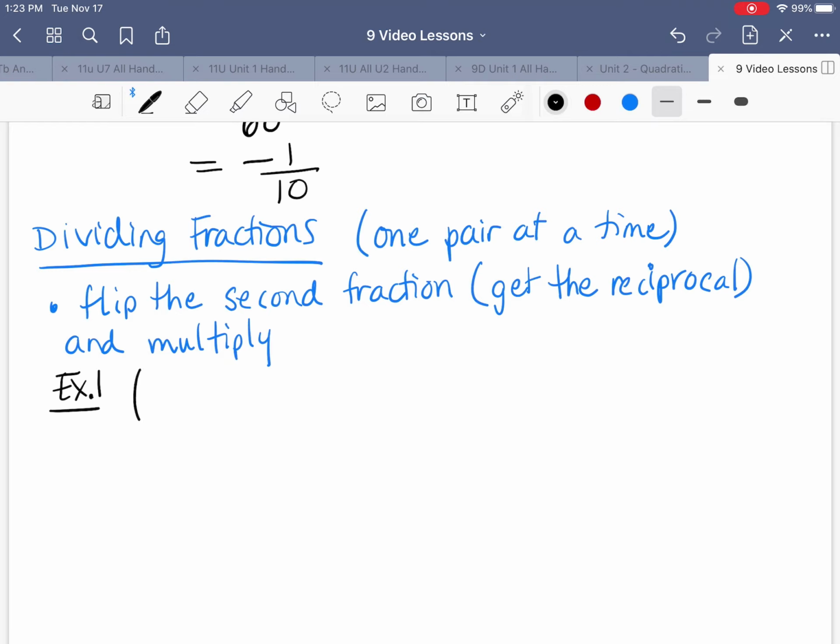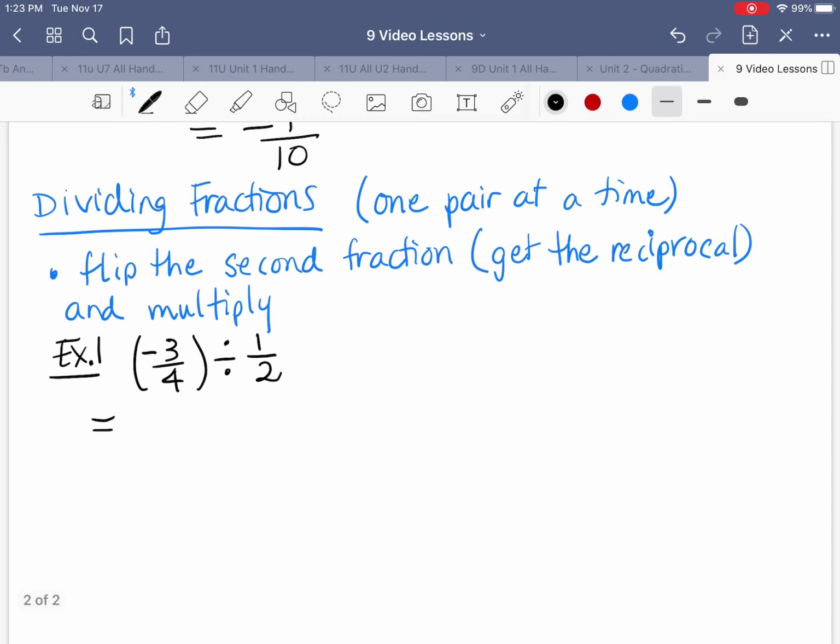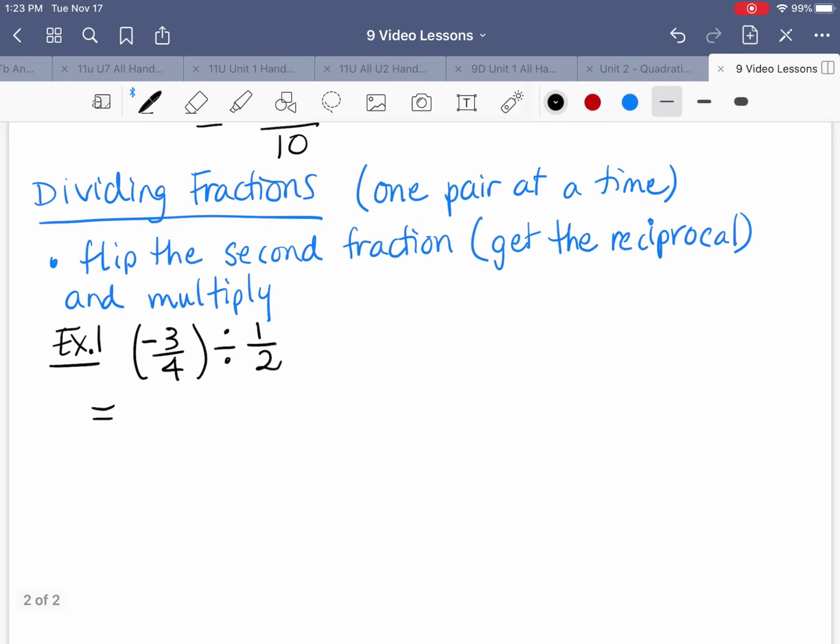Our first example, we have negative 3/4 divided by 1/2. So what we're going to do is we're going to flip our 1/2 and get that reciprocal, and then we're going to multiply. So remember, you can show multiplication by keeping your numbers in brackets and having those brackets touch right up against each other.